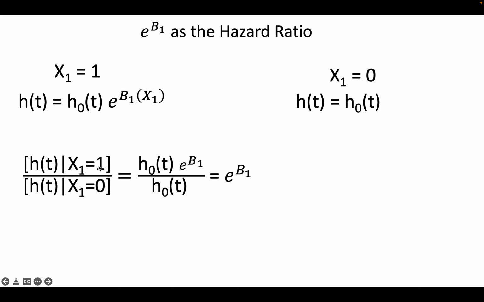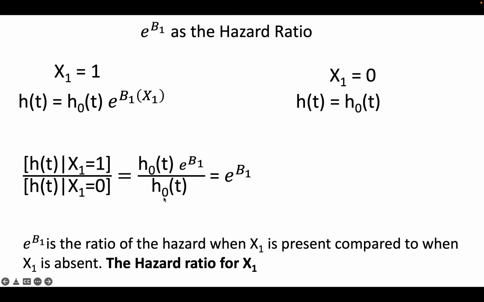So if we have a ratio of the hazard given the exposure is present over the hazard given the exposure is absent, we have h naught times exponentiated beta 1 just over h naught, and that can cancel, just leaving exponentiated beta, which is a value representing the relative increase in hazard as a result of being exposed compared to the baseline hazard in the non-exposed. Yeah, that's what I just said.